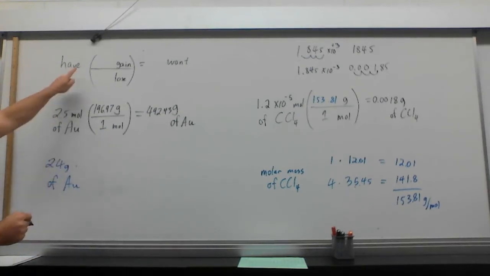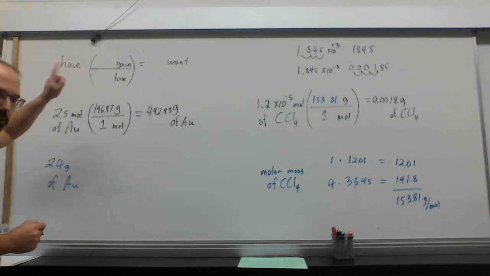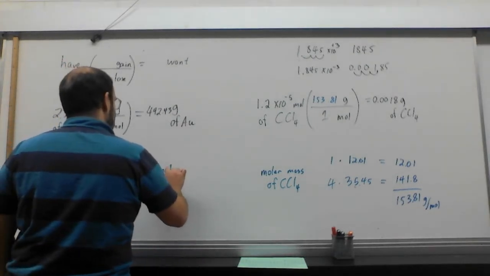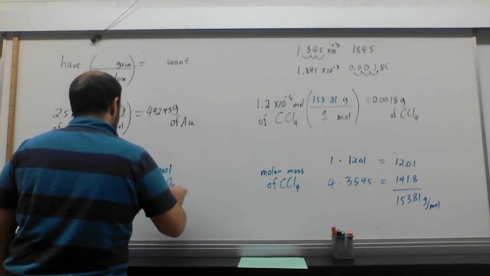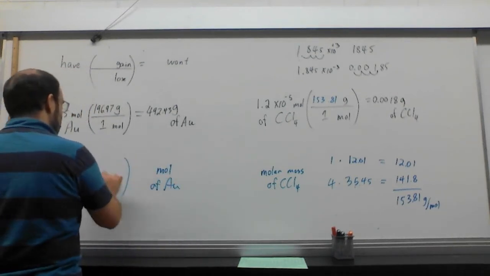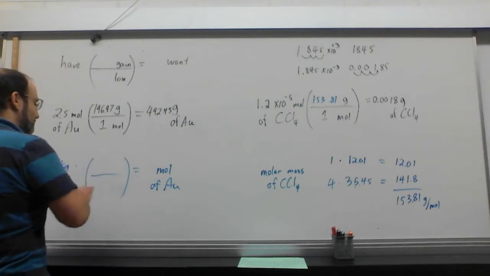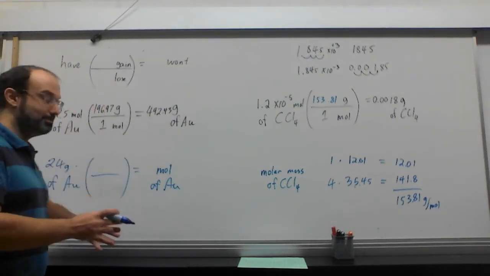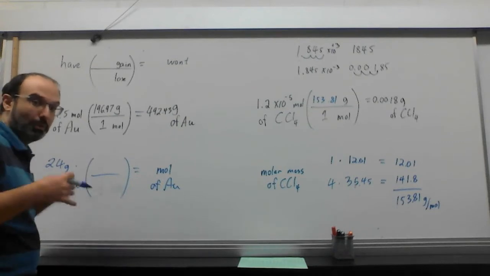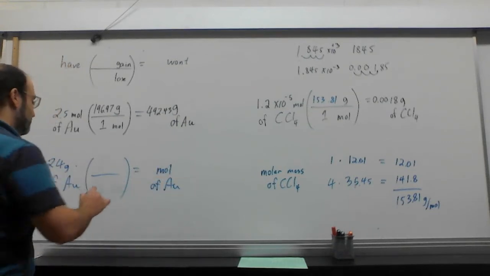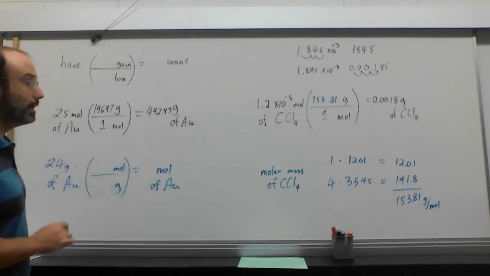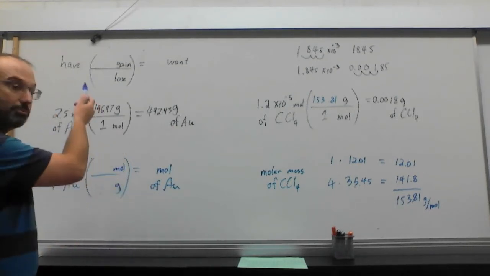Well, this is my conversion formula. It still holds true. What do I want? I want moles of gold. I put my brackets, I put equals. Now at the bottom here, remember, what do I want to get rid of? What do I want to lose? Well, I have grams. I don't want that. I want moles. So I'm going to put grams on the bottom and moles on the top because I want moles. That's what I want to gain, hence the formula.